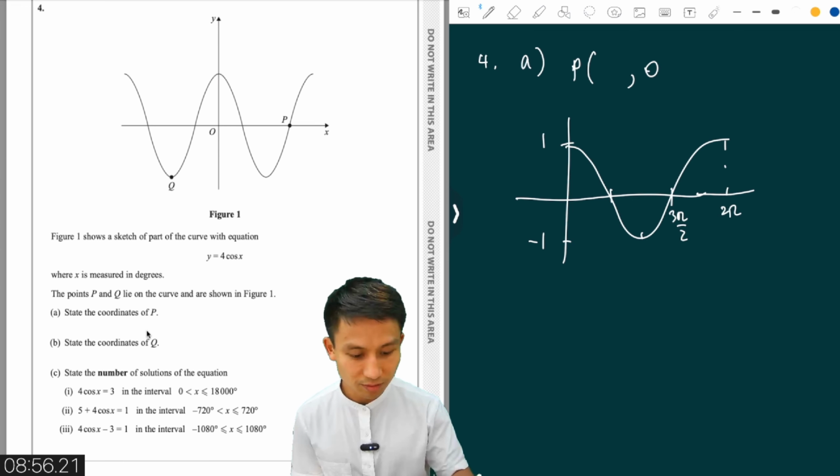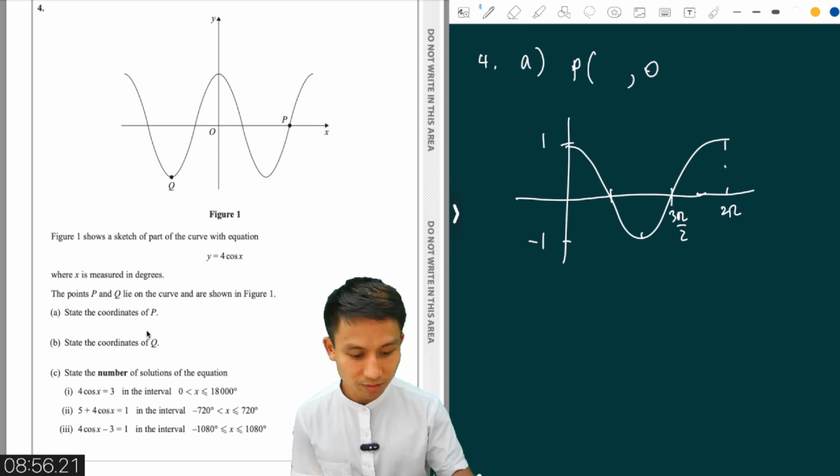What is that? Pi, that's pi over 2. Yeah? You need to know this basic. So P here seems to correspond to this point, right? This very intersection, which has the x of 3 pi over 2.